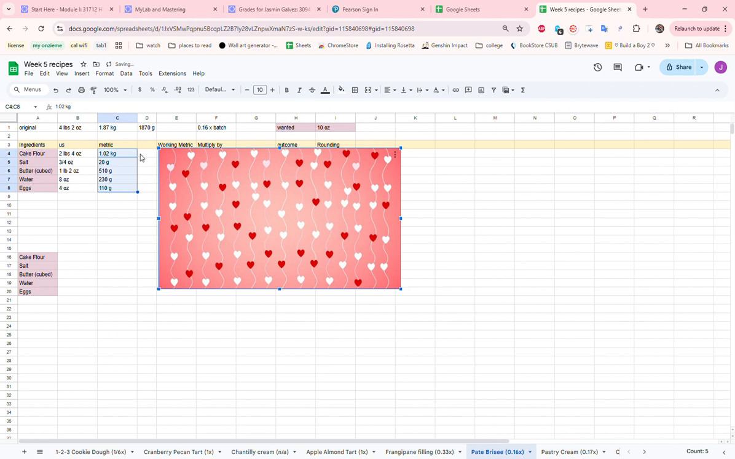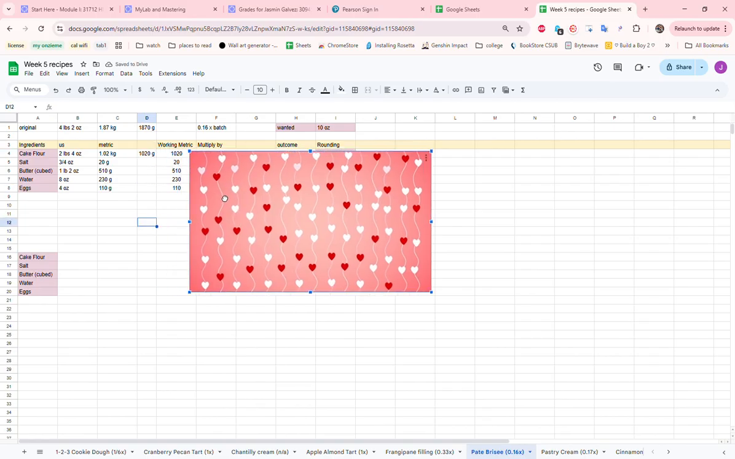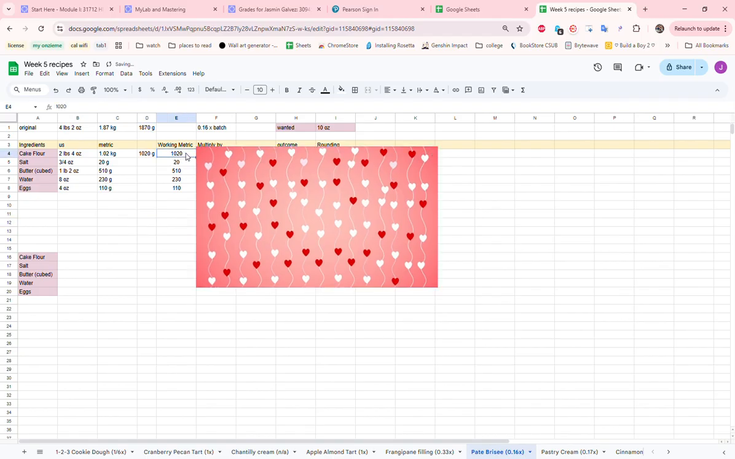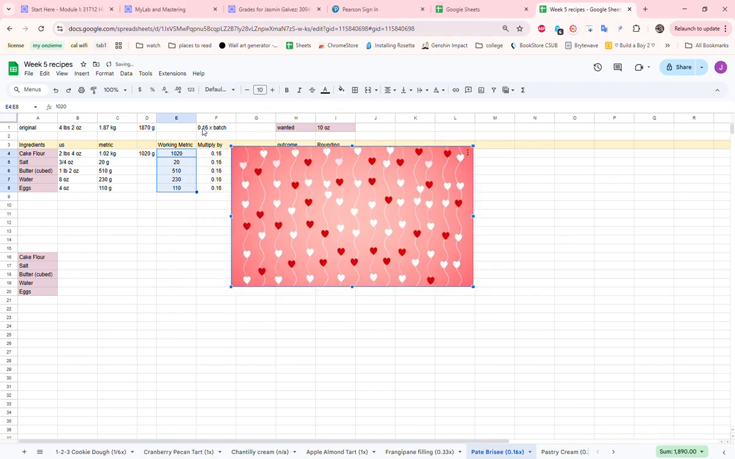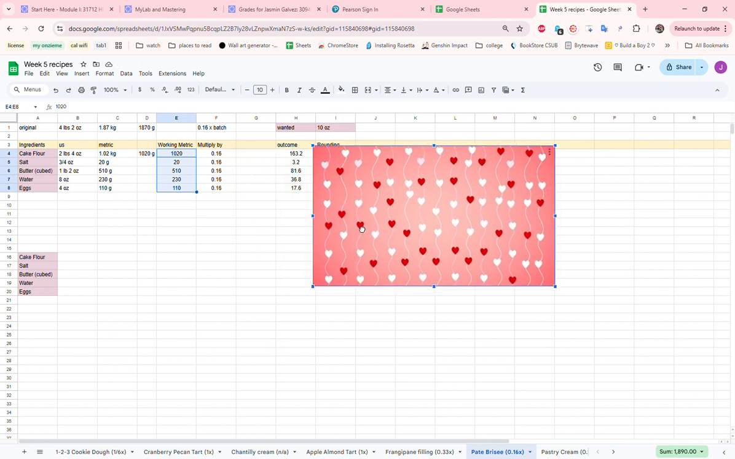If you remember a long time ago, to convert 1.02 kilograms into grams, 1020, you need to have 3 digits after the decimal point. So now that we converted that, we're going to put our working metric. So everything is in grams, I just didn't include the grams. Multiply it by the batch, which is 0.16. And then we have our outcome.